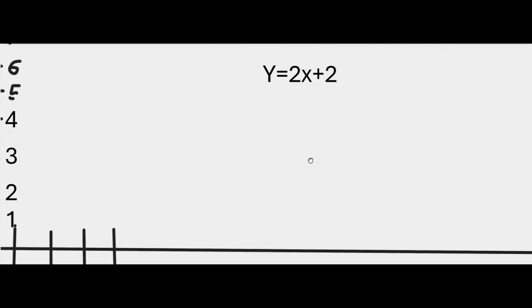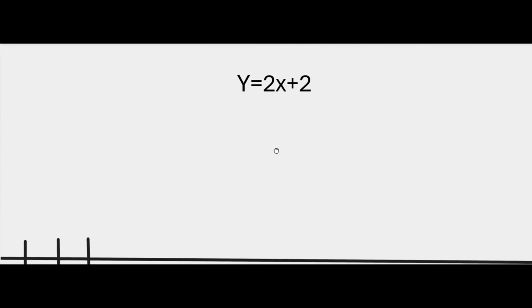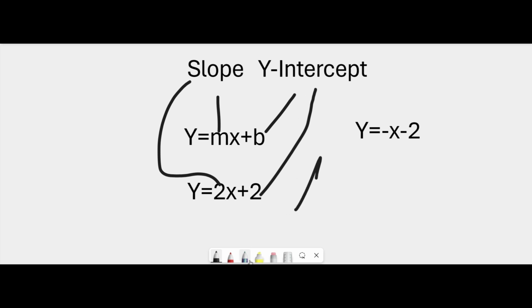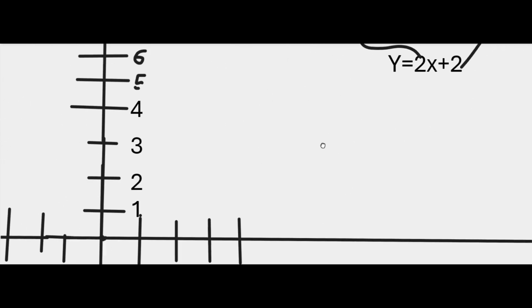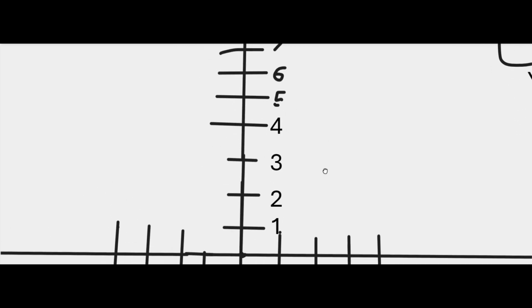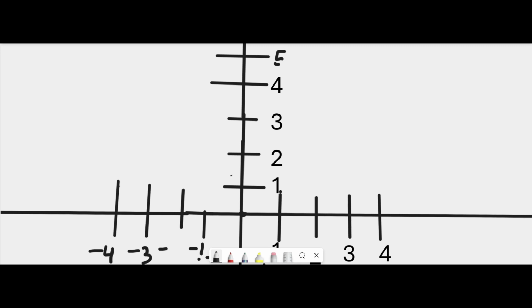So I'll have two examples here. The first one is going to be y equals 2x plus 2. So again, we have our 2 here. That is our y-intercept, and the other 2 is our slope. So we're going to start with our y-intercept, which is plus 2. So we're going to go over here and find the 2 on the y-axis. So here's a 2. Right here, we're going to make a dot here.